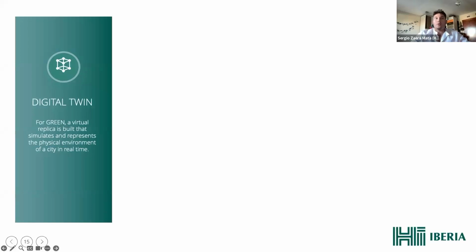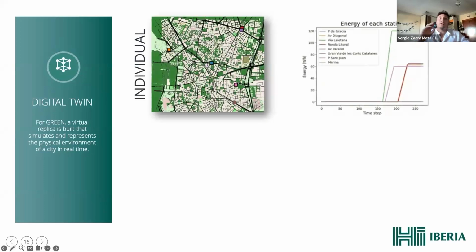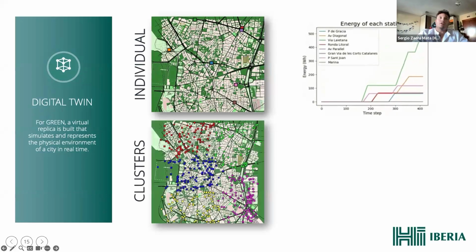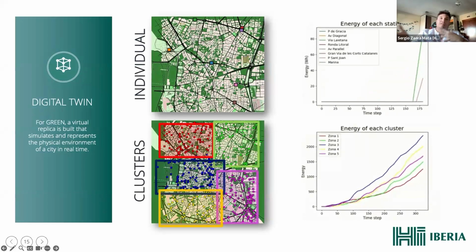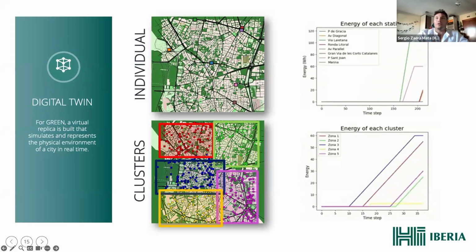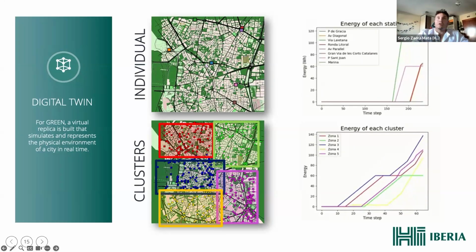So, the digital twin. The digital twin is a virtual replica that we built to simulate the physical environment of a real city. We have placed different charging stations. Well, those are actually the real charging stations in a city, and you can get the energy demand of each, but you can also adjust and have clusters. These clusters can be geographical, can be separated by fast and slow charging stations, or others. You can see the comparison.